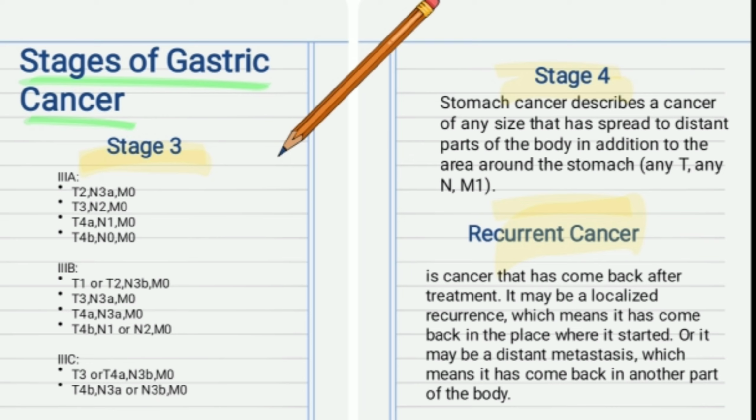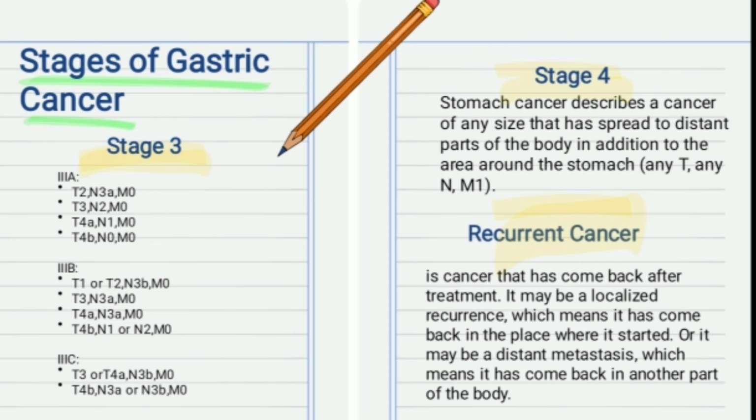It can be either of these conditions. So first is the T3 or T4A and N3B M0, meaning the cancer has grown through all of the layers of the muscle into the connective tissue outside the stomach and may have grown into the peritoneal lining or the serosa, and it has spread to 16 or more lymph nodes but not to distant parts of the body.